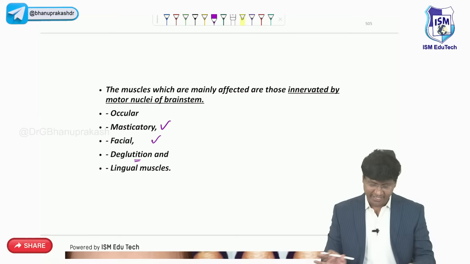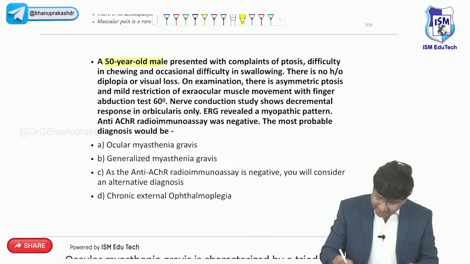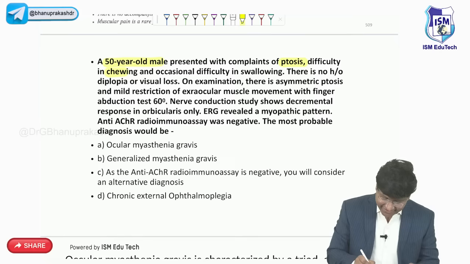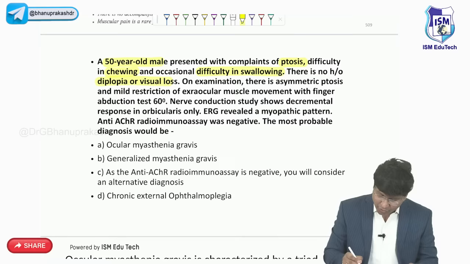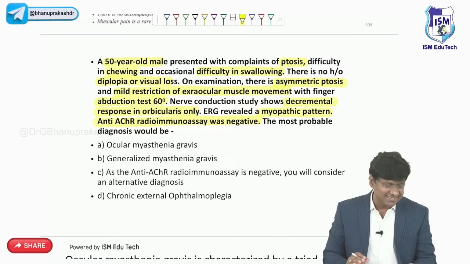Now, I'll ask you a quick question. We have a 50-year-old male complaining of ptosis, difficulty in chewing, and occasional difficulty in swallowing. There is no history of diplopia or visual loss. On examination, there is asymmetrical ptosis, mild restriction of extraocular muscles with finger abduction test 60 degrees. Nerve conduction study shows decremental response in orbicularis only. Electroretinography reveals a myopathic pattern. Antibodies are negative. What do you think is the most probable diagnosis in this case?